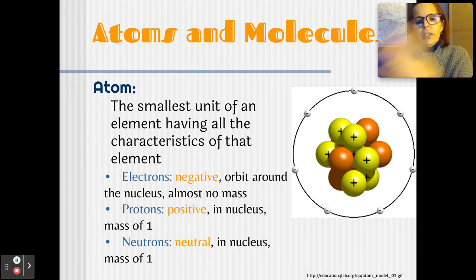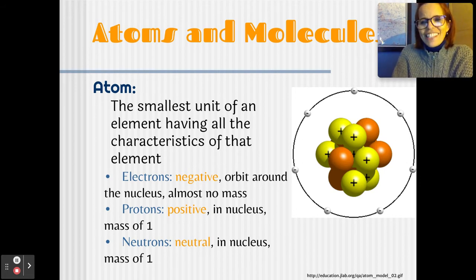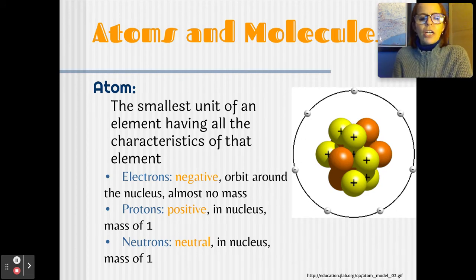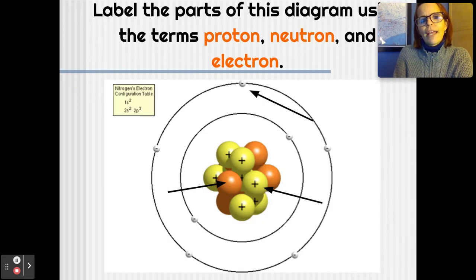They're so incredibly tiny. Neutrons are neutrally charged, which means they don't have a charge, and they have a mass of 1. So one more time, electrons, no mass, but they're negatively charged. Protons, a mass of 1, and they're positively charged. Neutrons, no charge, but they also have a mass of 1. So the mass of an atom comes from the nucleus where the protons and neutrons are added together.